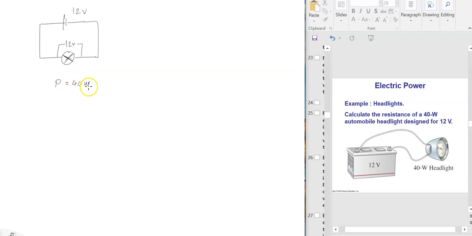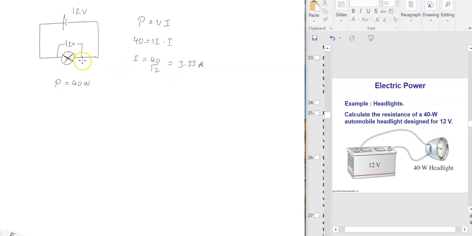So if it outputs 40 joules per second, that's 40 watts, we can find the current in the circuit. We can use P equals VI, 40 equals 12 times current. So current is 40 divided by 12. 40 divided by 12, what is that? 3 point something. 40 divided by 12 is 3.33. Is the current. Then the question is, what's the resistance?